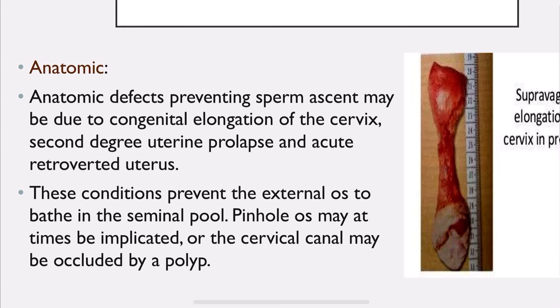Pinhole os may at times be implicated, or the cervical canal may be occluded by a polyp. Along with this, there could be a polyp found in the cervical canal, and also a pinhole external os. These are the anatomical causes: the congenital elongation of the cervix, second degree uterine prolapse, and the retroverted uterus. These three conditions prevent the external os from bathing in the seminal pool, and along with this there is pinhole os, and the cervical canal can also have a polyp.